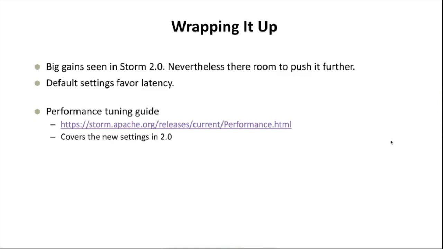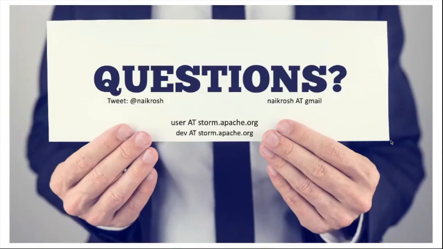So anyway, big gains in Storm 2.0, just to wrap this all up. In some of these benchmarks, the last two in particular, there was no tuning done, it was just out of the box. But the default tuning for Storm 2.0 is to favor latency. If you are looking to tune performance, there's a tuning guide out there that you can take a look at, and that also covers all of the new settings in 2.0. So with that, let me wrap it up.